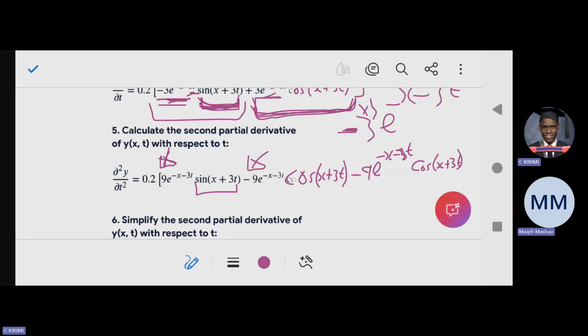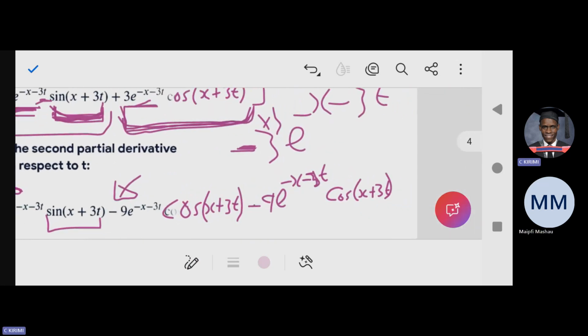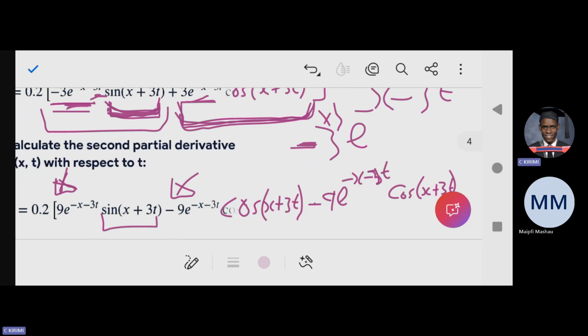Now we are left with the next one, differentiating the second one. So you are going to keep the positive 3e to the power -x minus 3t. When you differentiate cos, what do you get? A negative sign. That negative sign will affect the positive on the e. So that's where the -9 will come from, isn't it? Let's put it in writing, like what we did.